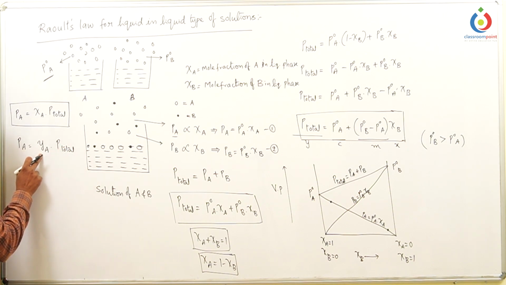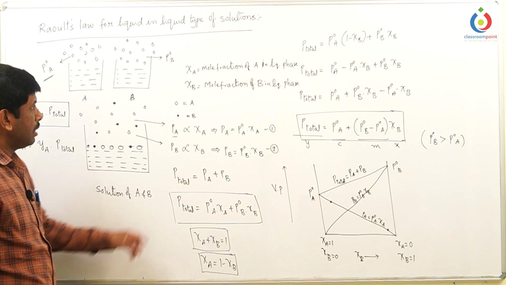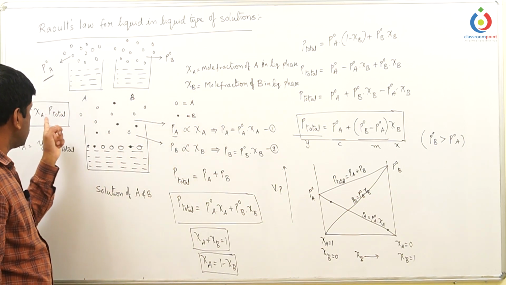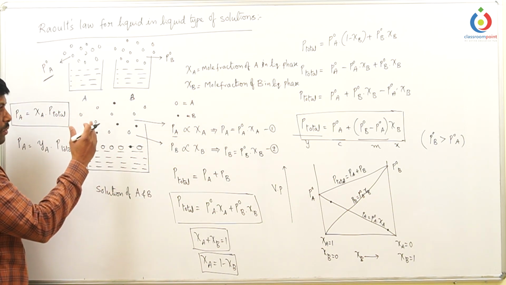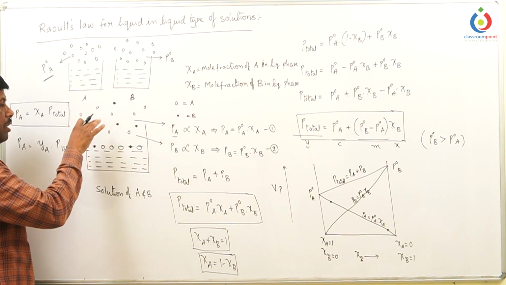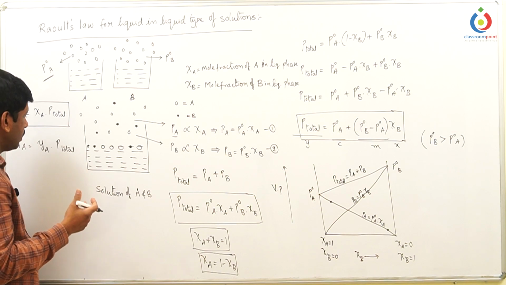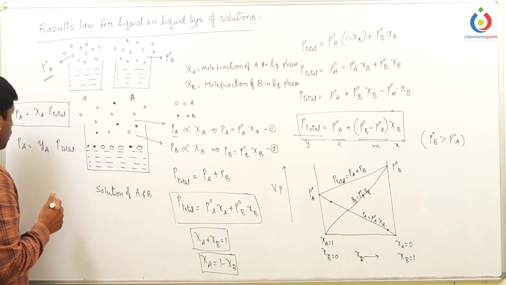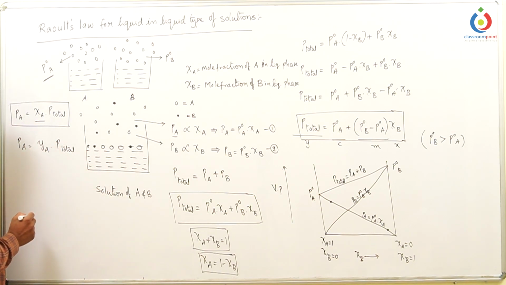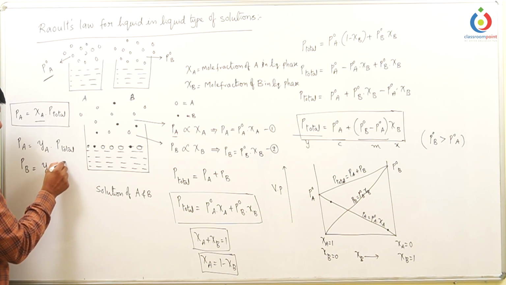Why I am taking YA instead of XA is only to differentiate this XA from this XA. Otherwise, we get confused that mole fraction of A in the liquid phase and gaseous phase have the same notation. That's why I am replacing this XA with YA. Similarly, partial pressure of B equals mole fraction of B in the vapor phase into total pressure.